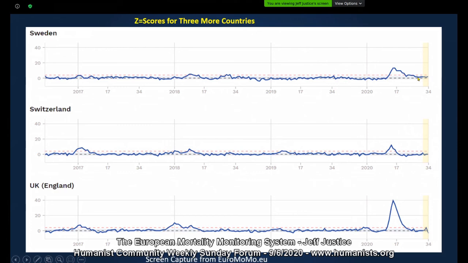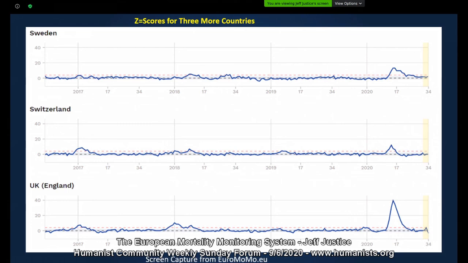And probably most of you know the story of Sweden. It should take its own slide. I'll explain that to you later. Sweden had a very weak, if non-existent lockdown. Switzerland had a very mild lockdown. They did have a COVID epidemic, but they returned to normal about 12 weeks ago.